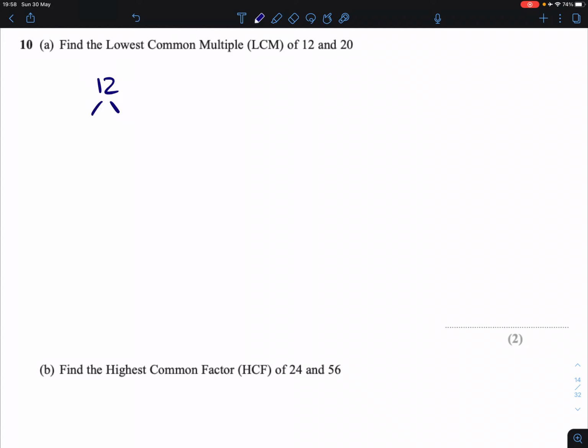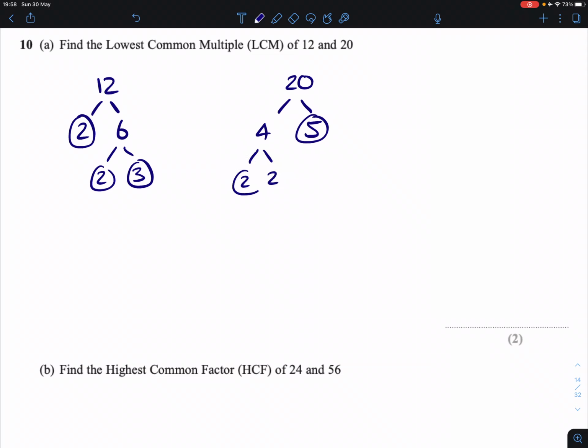So 12 can be broken down into 2 times 6. 2 is a prime number. 6 can be broken down into 2 times 3, both of which are prime numbers. We do the same with the number 20, breaking these down into prime factors. 5 is prime, 4 then becomes 2 times 2.